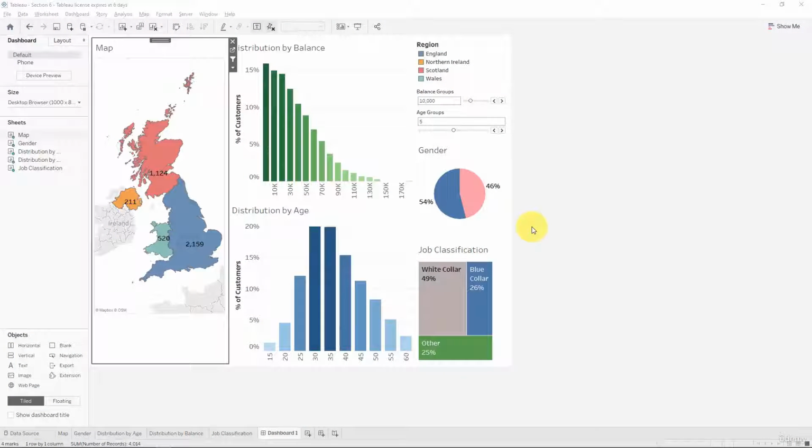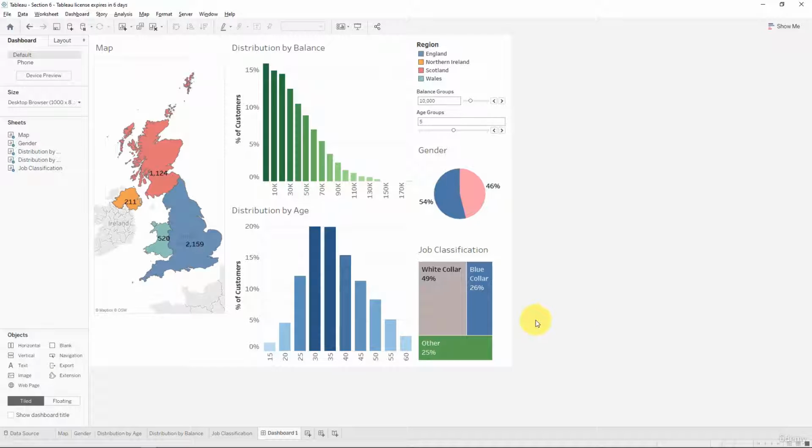Hello and welcome back to the course on Tableau. In the previous sections of this course, we created the dashboard. It's all ready to go. It's fired up. Let's have a look at it and analyze what's happening in the different regions of the UK for this bank.